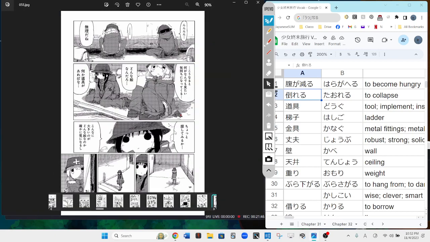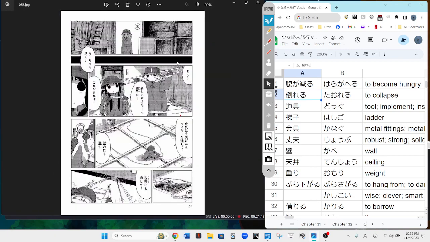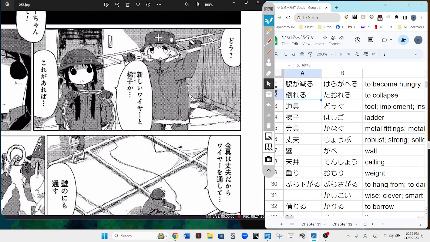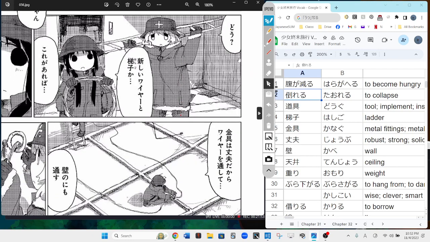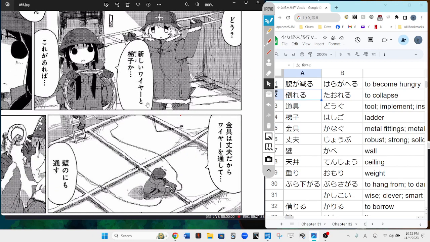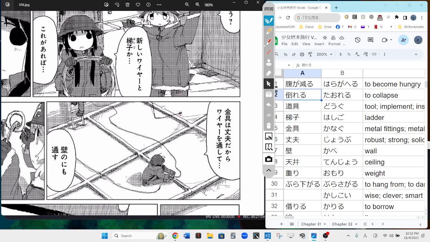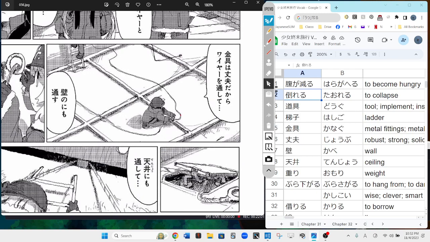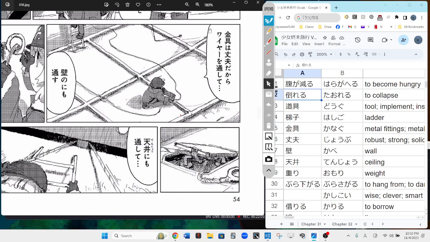And so she wanders around a little bit. Oh, chichan, mite, dou? Chichan, let's look at that. How is it? Atarashii waya to hashigo ka. Kore ga areba. She says, oh, we got a new wire and a ladder. If we have this, then... And the next bubble, which has two bubbles, next panel, is going to go to Anthony. I actually do have the bubbles on this page.